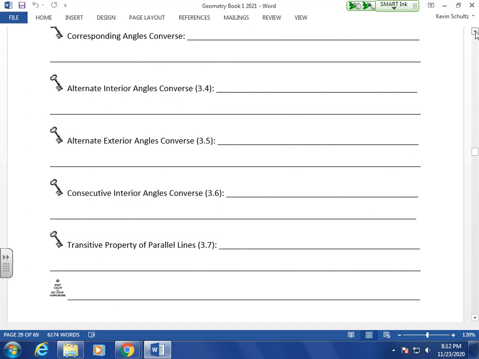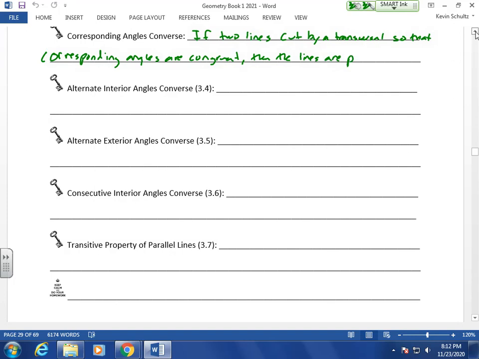So what this says, if two lines are cut by a transversal so that corresponding angles are congruent, then the lines are parallel.